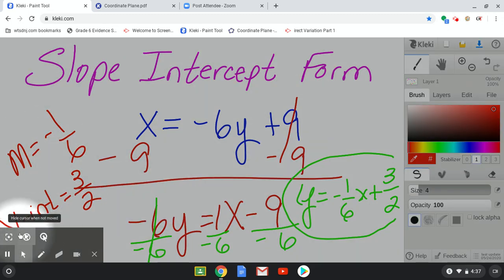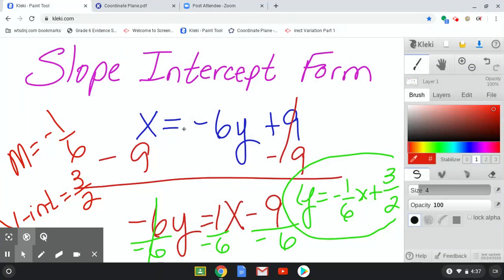All right, so let's try graphing. Let's practice graphing a little bit. So hopefully you understand converting an equation into slope-intercept form. You want your 1y on the left side, everything else to the right. Remember here, in order for me to get rid of this -6, I had to divide all of the numbers that I see by -6.